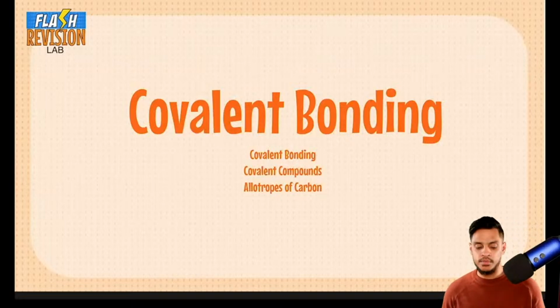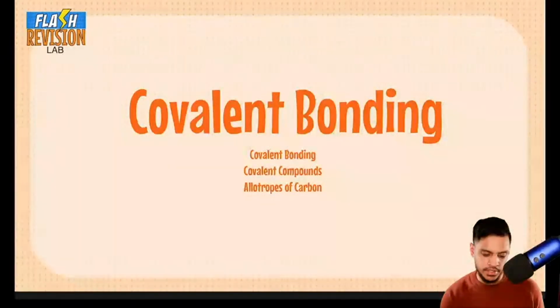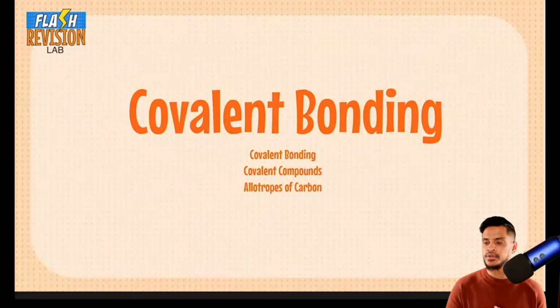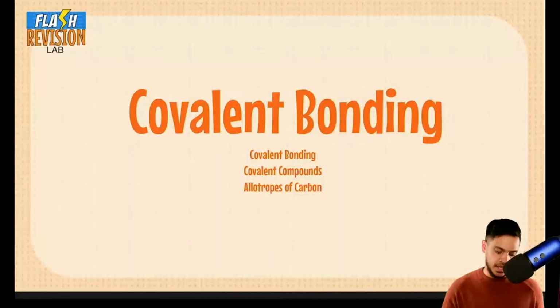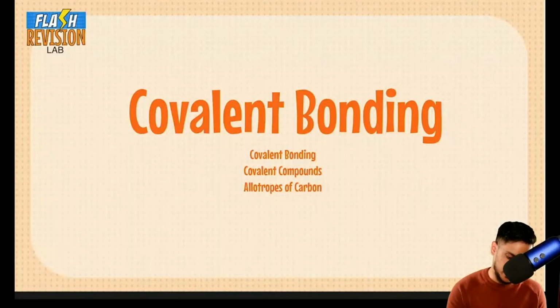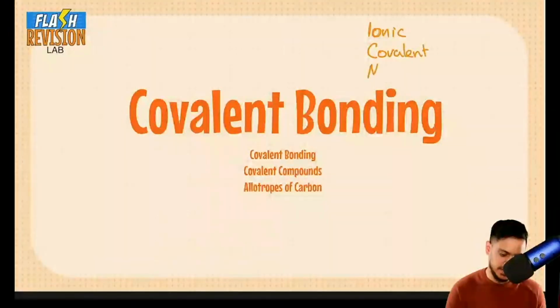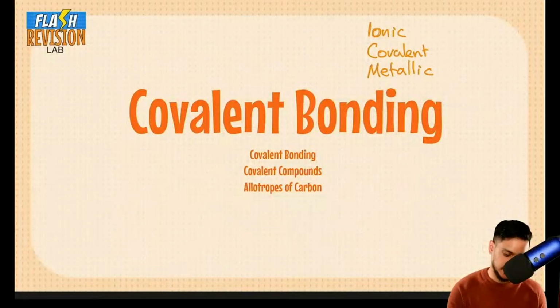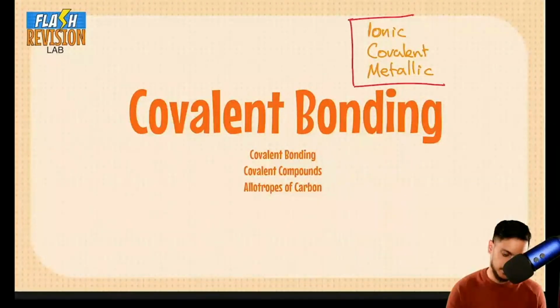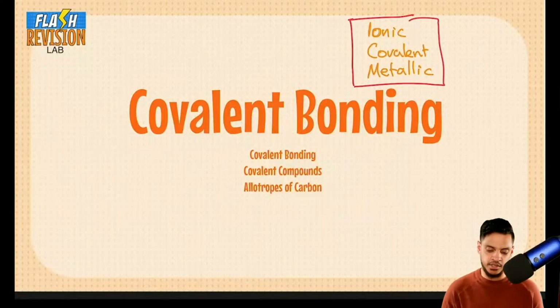So it's all about covalent bonding. Covalent bonding is one of the 3 types of bonding you need to know about. We need to know about ionic, covalent, and metallic. So that's basically what you go through in the bonding topic.